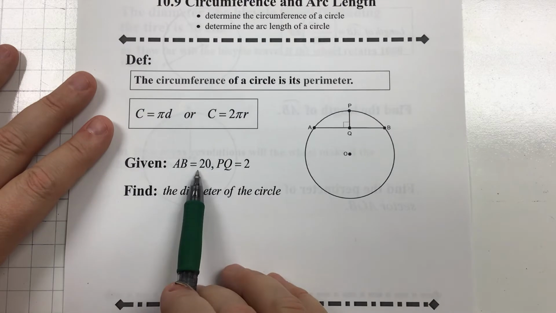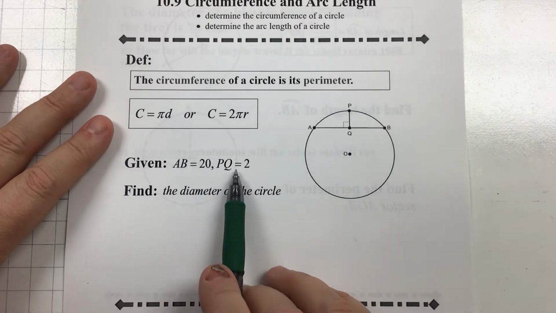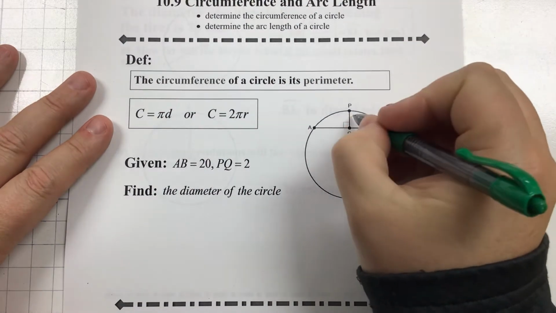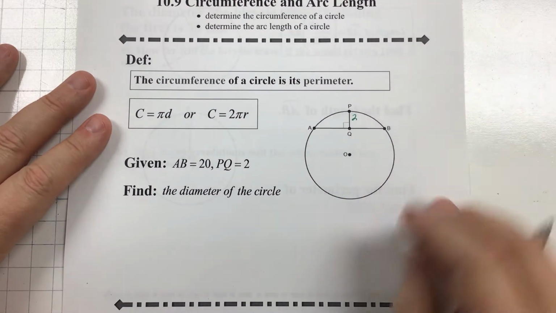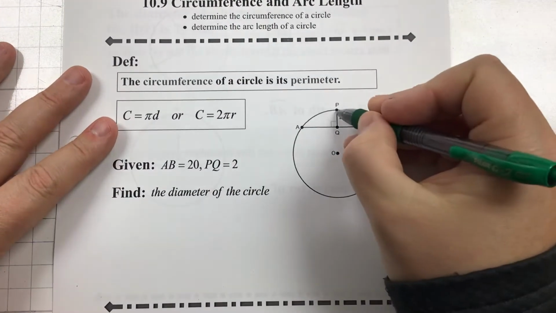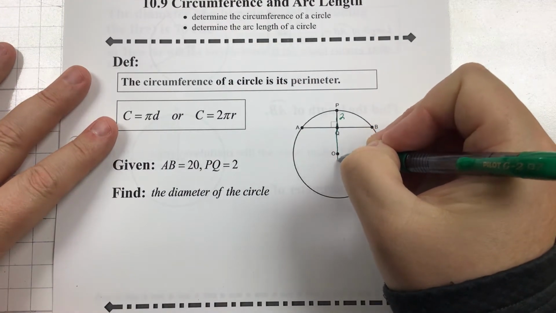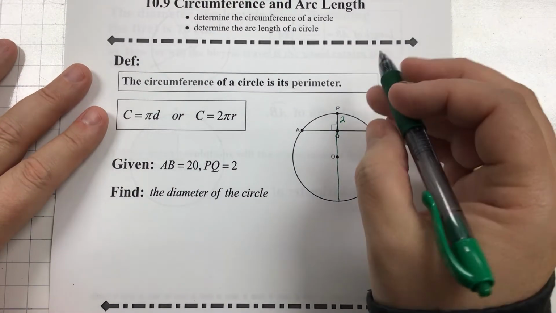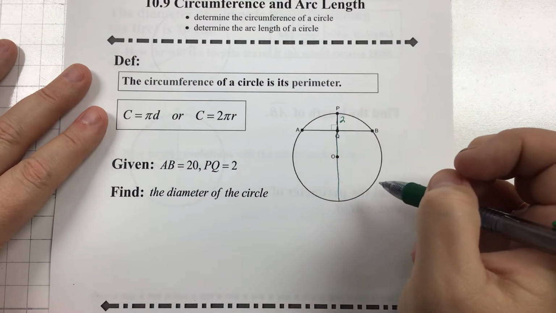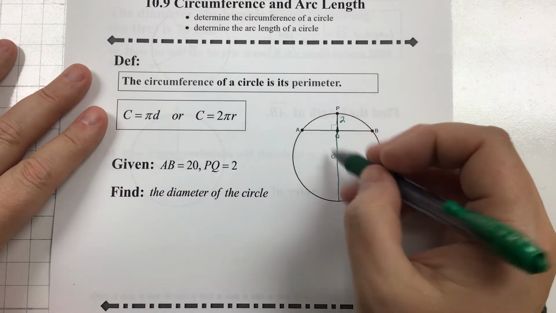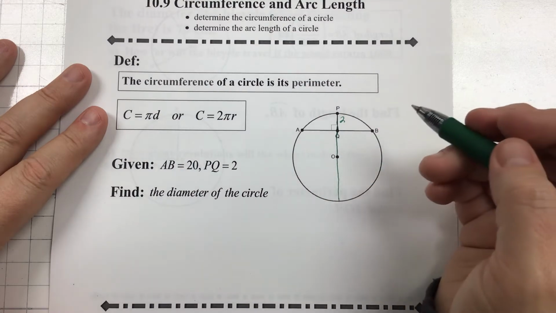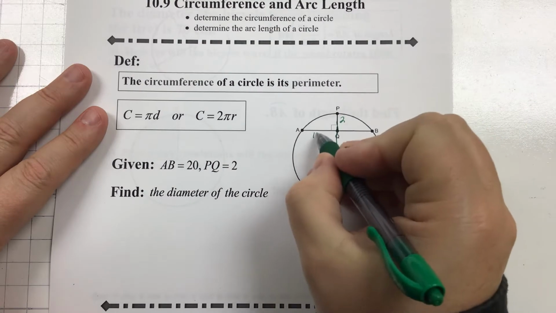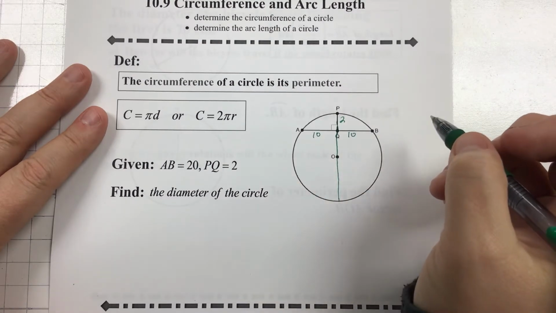It says we are given that segment AB is 20 and segment PQ is 2. So if I label the problem here, PQ is going to be 2. If I extend PQ so that it goes through the center of the circle, which is O, and out the other side, remember, I was a right angle here, so if a radius, for that matter, is perpendicular to a chord, it also bisects the chord. So if AB is 20, AQ and BQ are both going to be 10.